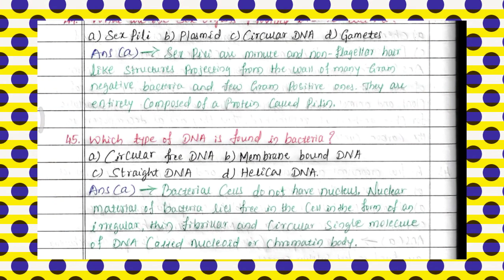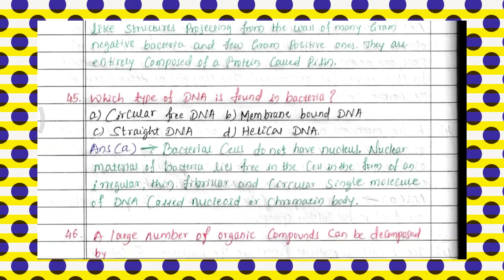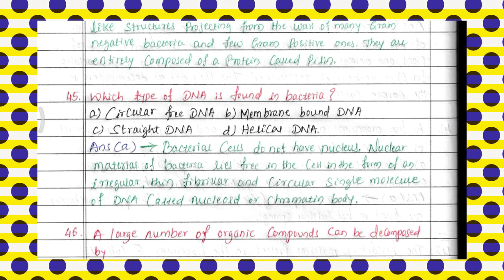Next, 45. Which type of DNA is found in bacteria? Circular free DNA, membrane bound DNA, straight DNA, helical DNA. Answer is A. Circular free DNA. Bacterial cells do not have a nucleus. Nuclear material of bacteria lies free in the cell in the form of an irregular, thin, fibrillar and circular single molecule of DNA called nucleoid or chromatin body.